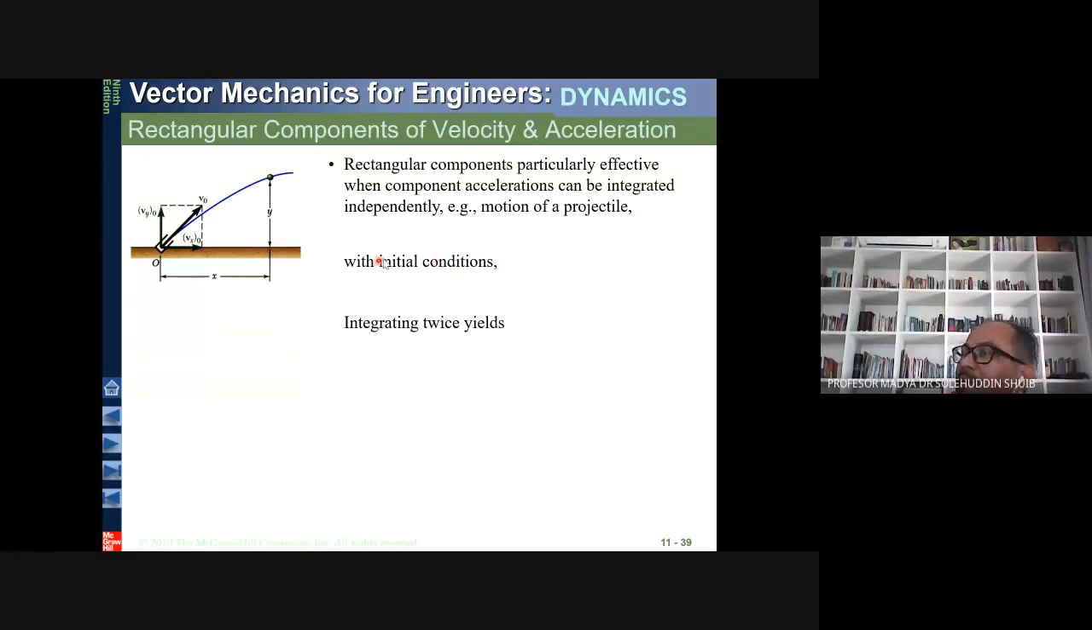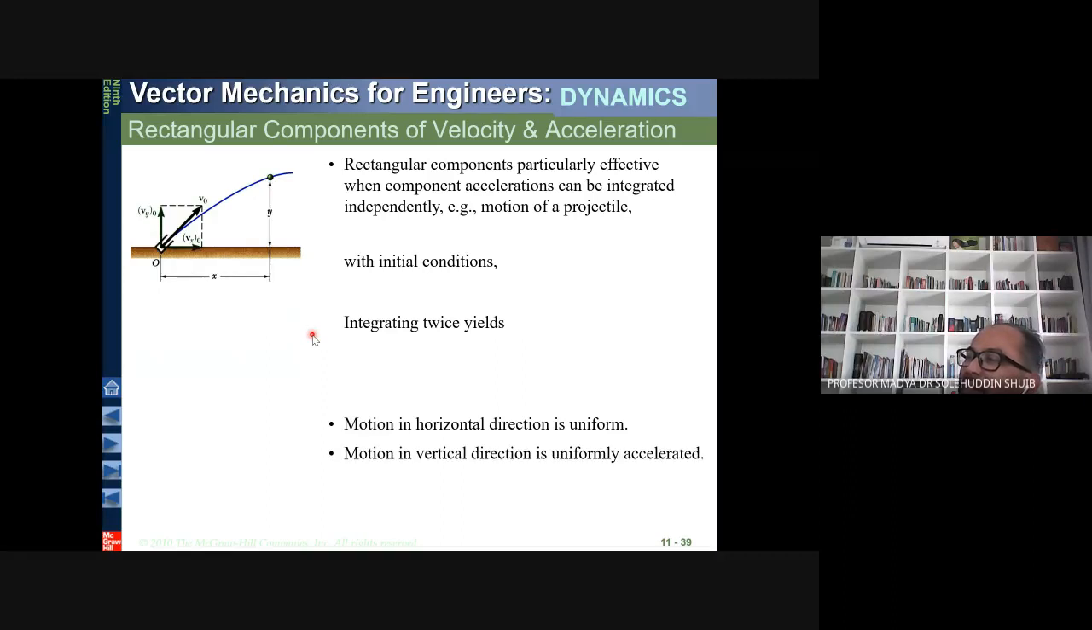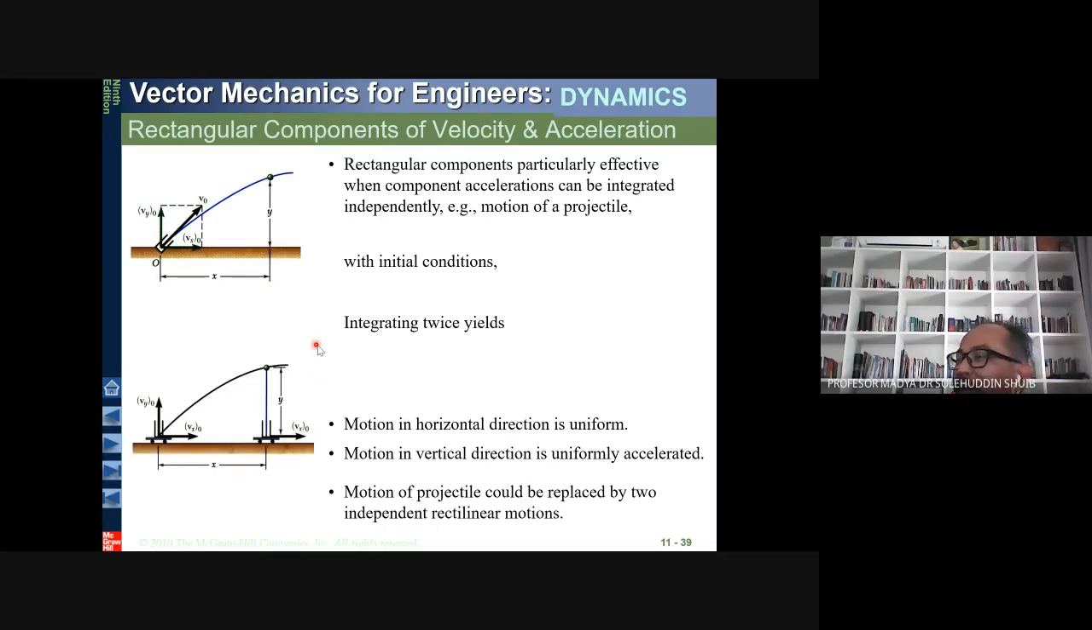So we have the initial condition, and then we integrate. The thing that we need to know is that the motion in the horizontal direction is uniform, and the motion in the vertical direction is uniformly accelerated. Remember the keyword uniformly accelerated, meaning we can use the formulas of constant acceleration that we explained in the earlier slide. So the main concept is from here.